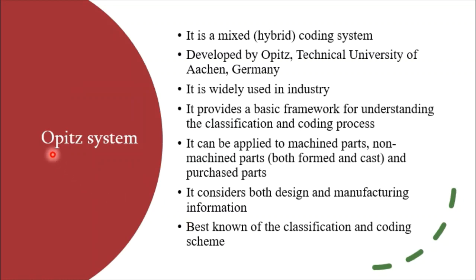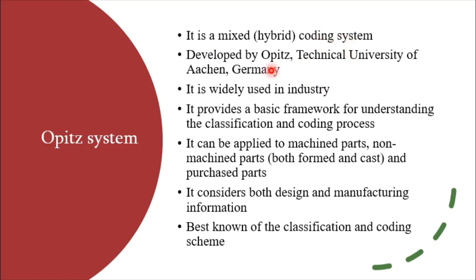So the first one, the OPIT system. It's a mixed, hybrid coding system. In the last session, I talked about the chain type system, the hierarchical type system, and the hybrid system. So the OPIT system is a mixed, hybrid system.